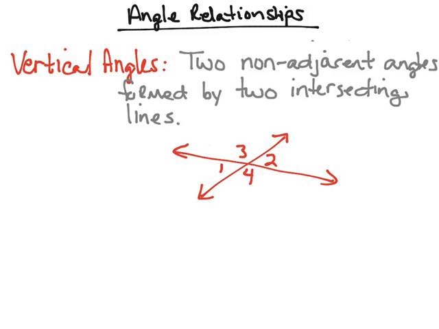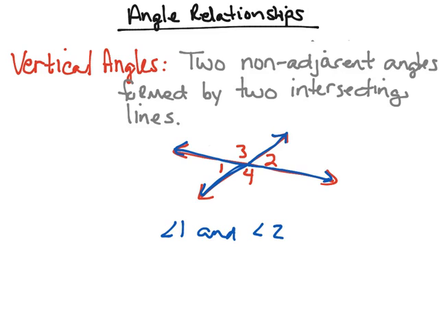Alright, next we're going to look at vertical angles. And vertical angles are two non-adjacent angles formed by two intersecting lines. So let's go ahead and take a look at an example here. I'm looking for angles that are vertical. In this case, we would have a pair of vertical angles here along with this here. So these two, angle 1 and angle 2, would be considered vertical angles. They're two non-adjacent angles formed by two intersecting lines.